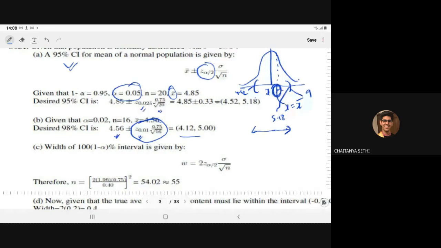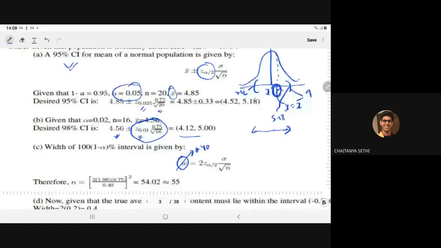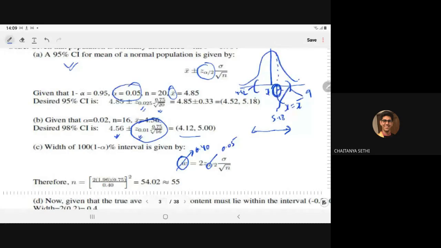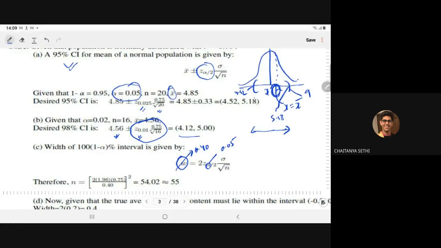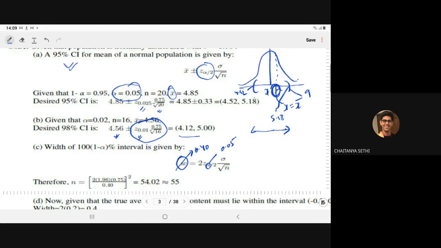So W is twice of the Z alpha by 2 sigma upon root n. This width is given to you as 0.40, and alpha is given to you as 0.05. So alpha by 2 will become 0.025. Its value we can write as 1.96, and sigma is given to you as 0.75. So this will give you the required value of n.